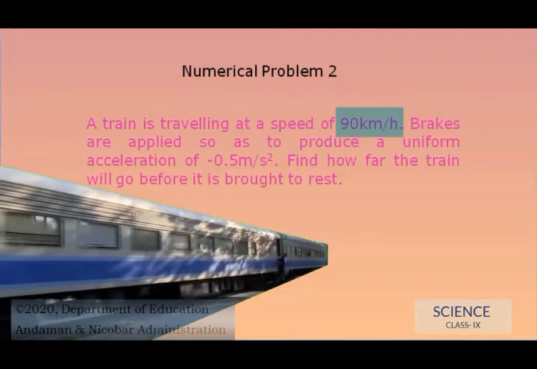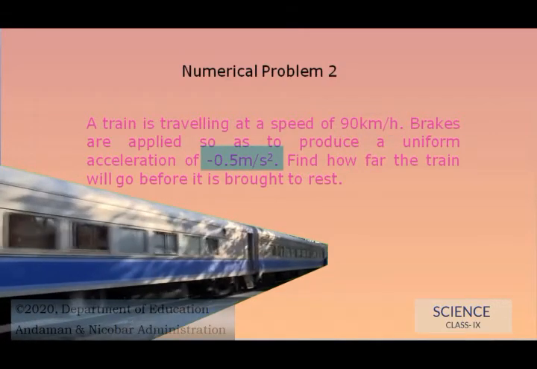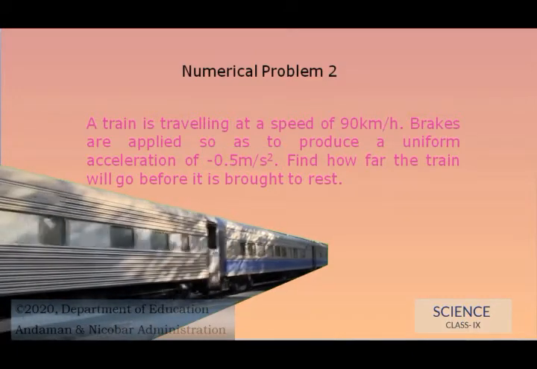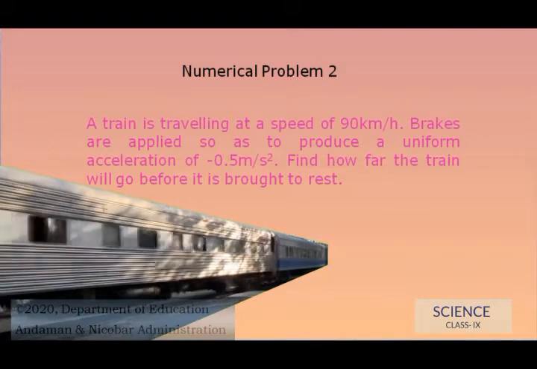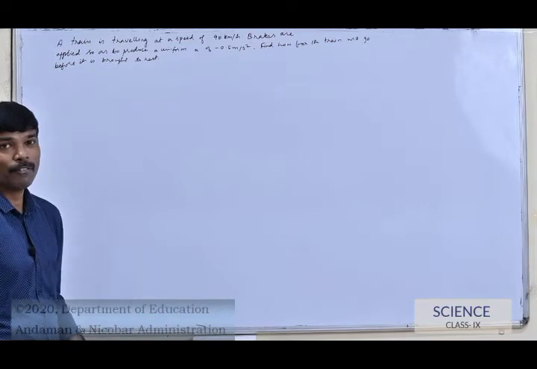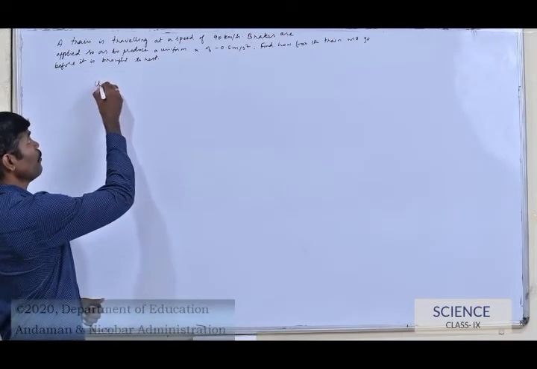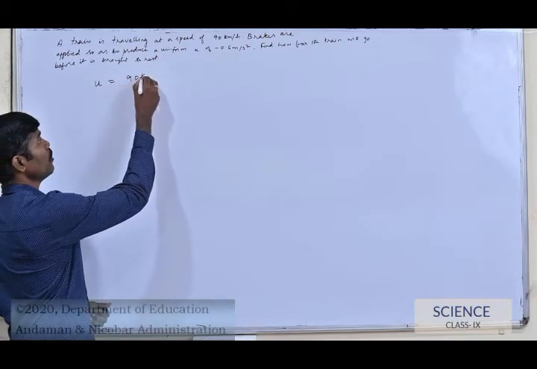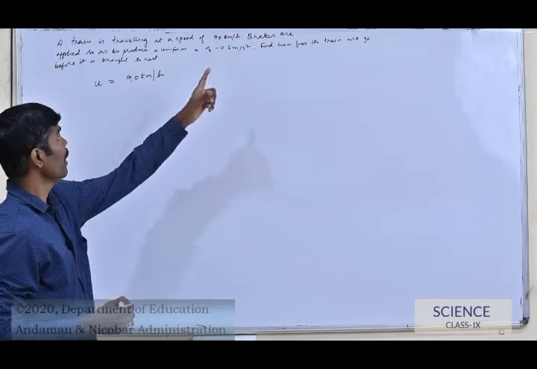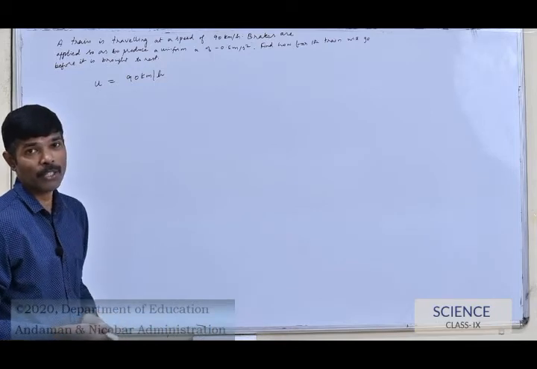Brakes are applied so as to produce a uniform acceleration of minus 0.5 meter per second square. Find how far the train will go before it is brought to rest. That means a train is traveling at a speed of 90 km per hour. So the initial velocity of the train is 90 km per hour.